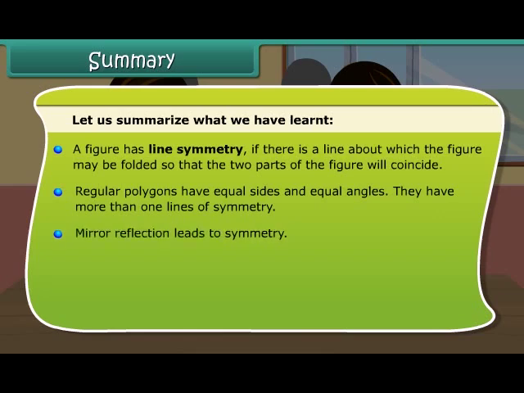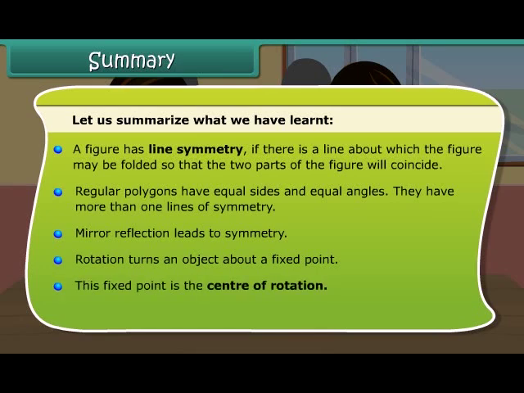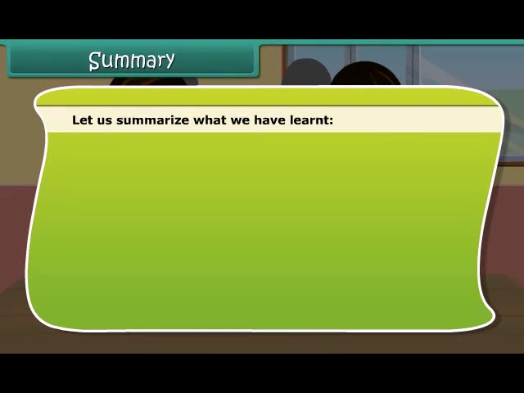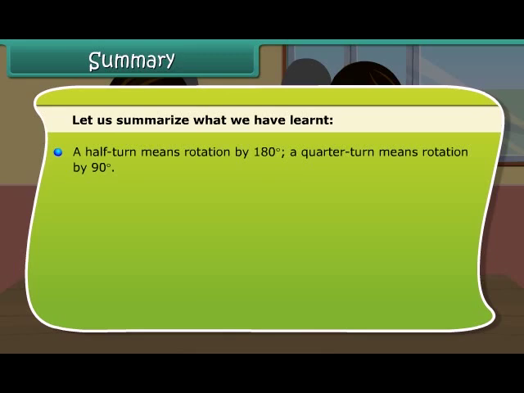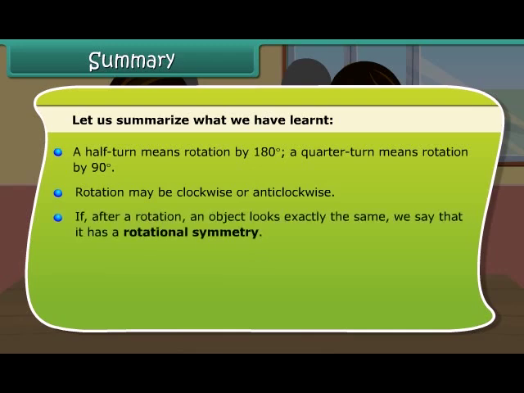Mirror reflection leads to symmetry. Rotation turns an object about a fixed point. This fixed point is the center of rotation. The angle by which the object rotates is the angle of rotation. A half turn means rotation by 180 degrees. A quarter turn means rotation by 90 degrees. Rotation may be clockwise or anti-clockwise. If after a rotation, an object looks exactly the same, we say that it has a rotational symmetry.